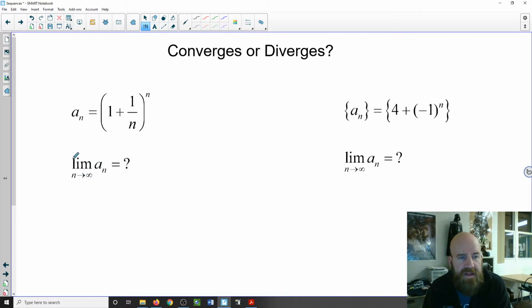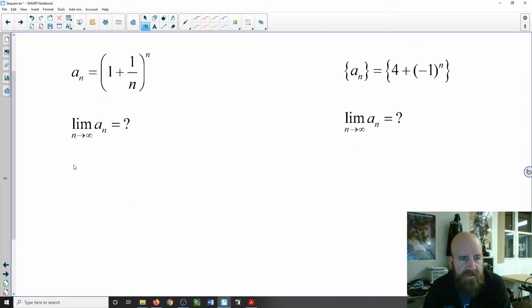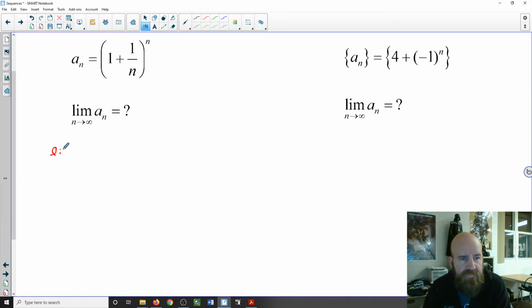So we take the limit as n approaches infinity of our sequence. So let's do that. Actually, you know what? We're going to start with the other one real quick. It's a little easier to see right off the bat. This one over here, we just dealt with this one. This was the one that went between the values of 3 and 5. So it was bouncing back and forth between 3 and 5.